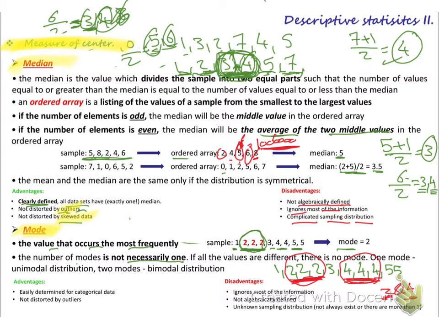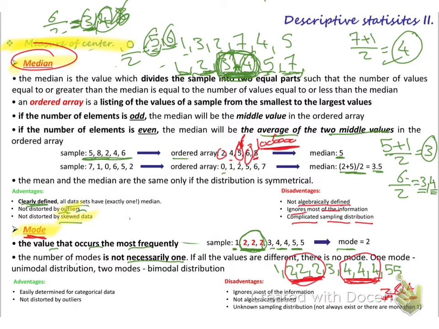But in the mean, I have only 1 value. In the average, in the mean we have 1 value, and in the median also we have 1 value. But here in the mode we could have 2 or 3, okay? So it is not necessarily 1. It could be more than 1.